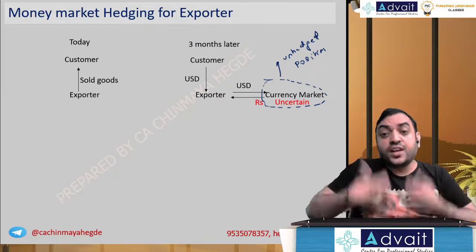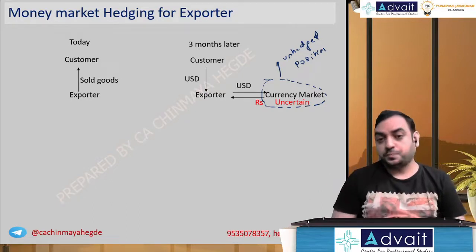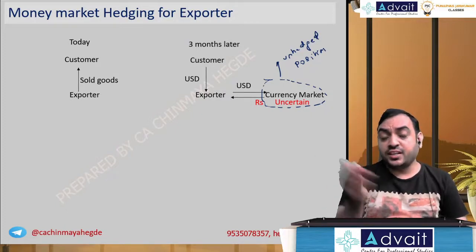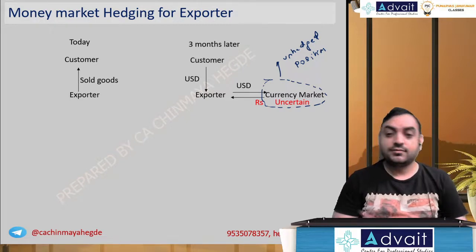This is the risk you are exposing. At how many rupees you get, we don't know. Let's say we are in December 2021. 3 months later, by March end, you receive dollars. What will be the conversion rate by March end? We don't know.